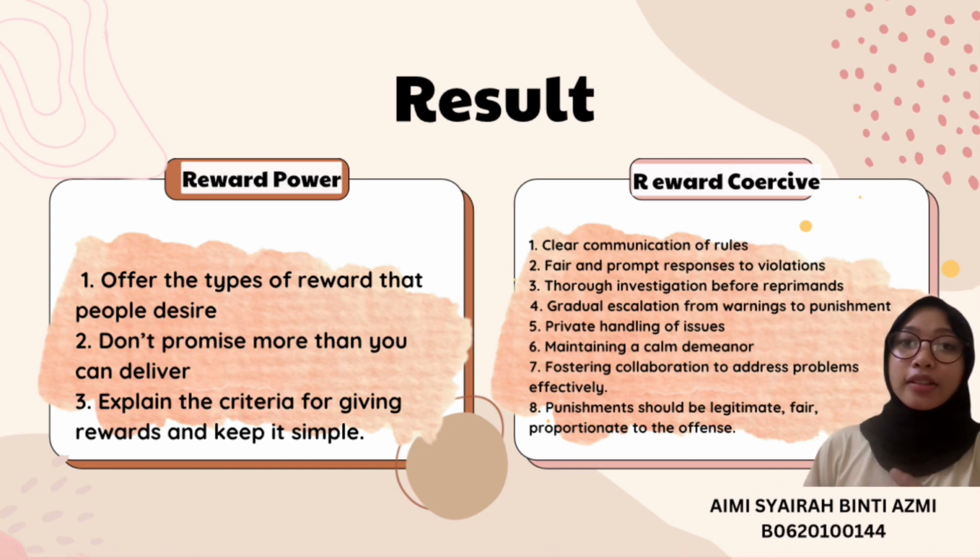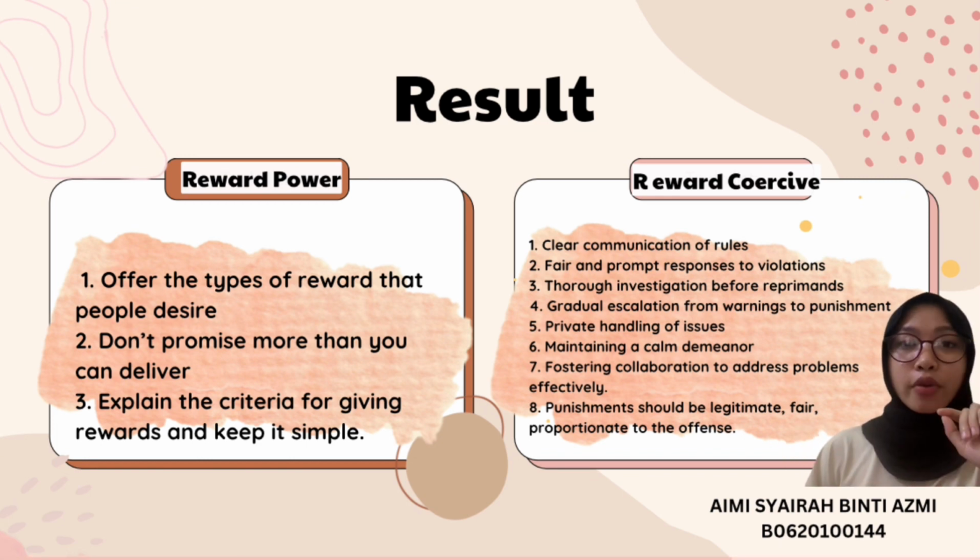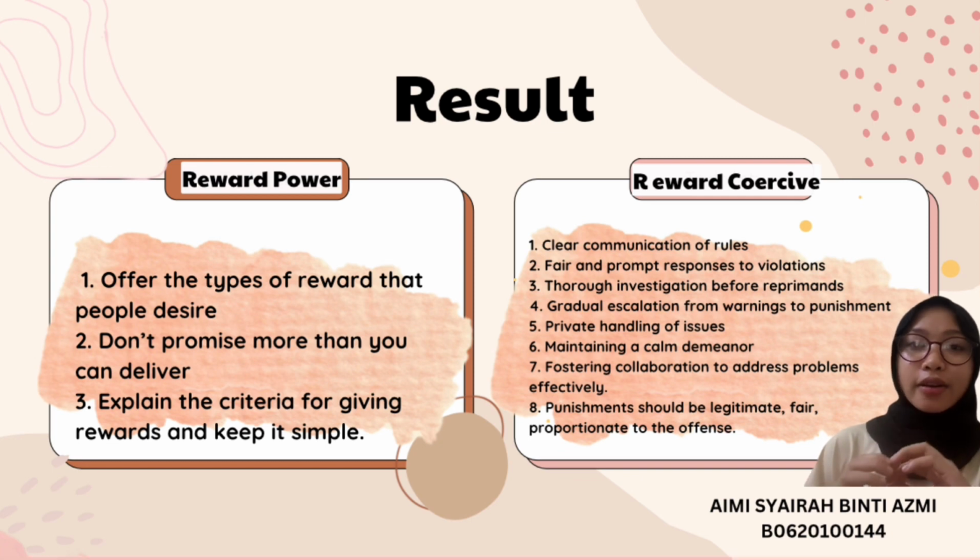Let's talk about reward power and coercive power. Reward power is the authority to give rewards based on compliance, behavior, or performance. The first one is offer the type of reward that people desire. For example, if your team values flexibility, offering a day off as a reward would be desired. The second one is don't promise more than you can deliver. Only commit to what you can realistically provide. For example, if you are promising a bonus, make sure it is within the budget and organizational policies.